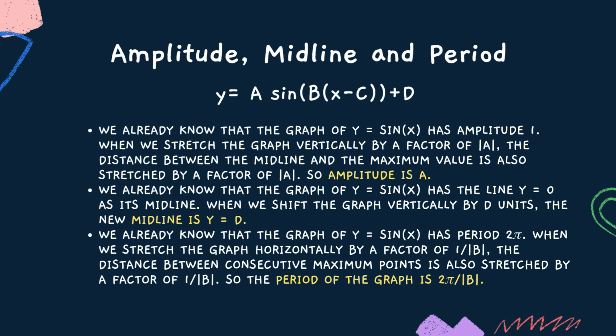We already know that the graph of y equals sine x has period 2 pi. When we stretch the graph horizontally by a factor of 1 by b, the distance between consecutive maximum points is also stretched by a factor of 1 by b. So the period of the graph is 2 pi by b.